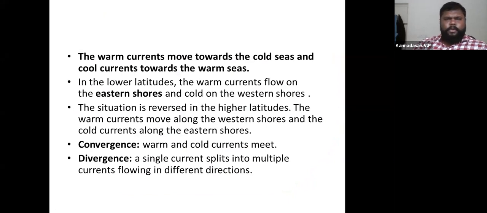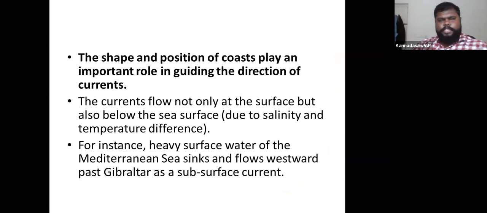Right? So you already know the warm ocean current moves towards the cold and cold moves towards warm. We know all these things: convergence, divergence. The shape and position of the coast also plays an important role, which you already know, because due to the shape of the coastal region, the Mediterranean Sea water sinks and moves towards the Gibraltar region. So where is the Strait of Gibraltar? Guys, revise the map. Strait of Hormuz, Strait of Malacca, Strait of Gibraltar. Revise your map kindly.